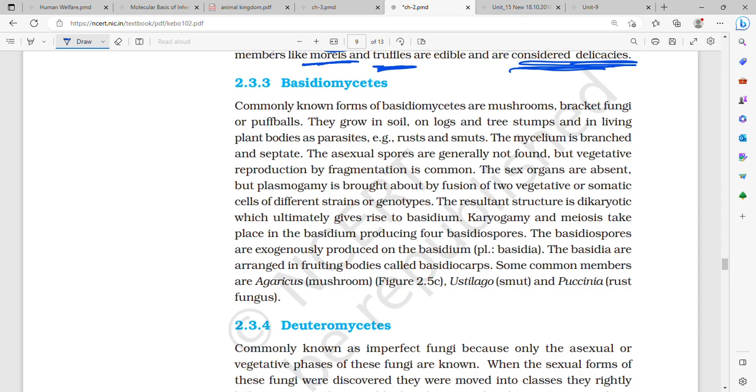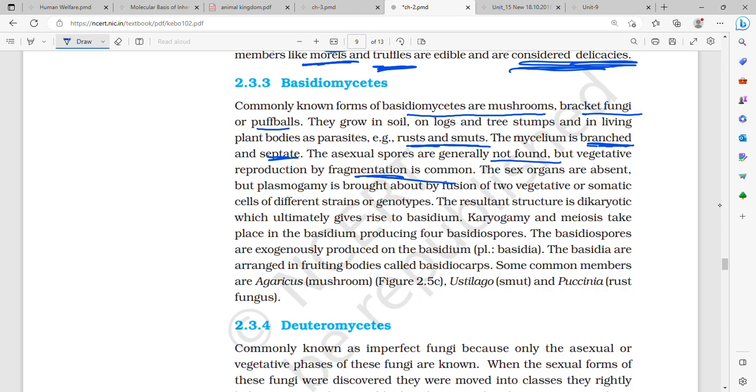Basidiomycetes: commonly known forms are mushroom, bracket fungi, or puffball. They grow on soil, on logs, tree stumps, and in living plant bodies as parasites, for example rust and smut. The mycelium is branched and septate, just like ascomycetes. Asexual spores are not found, but vegetative reproduction is by fragmentation.